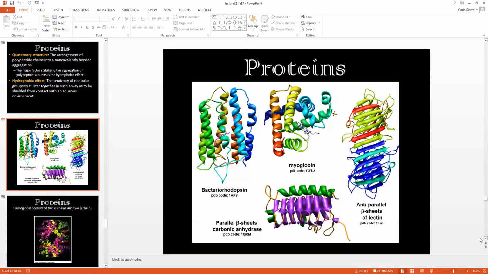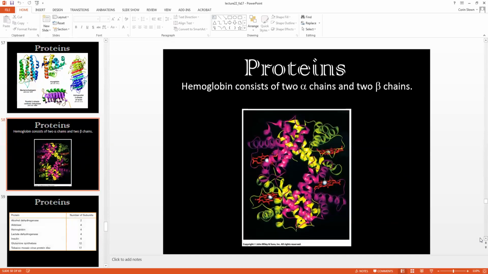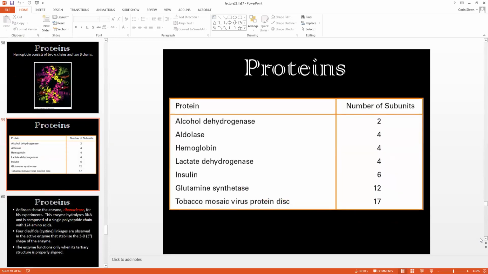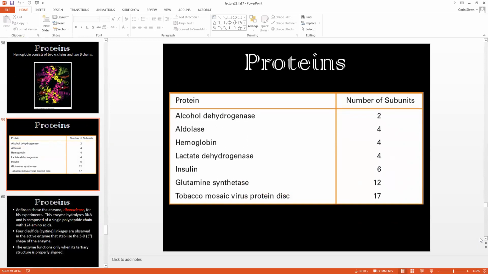As we see here, there are a variety of different types of proteins, both including only alpha helices in their structure, or only anti-parallel beta sheets, or sometimes combinations of the 2. A beautiful example is hemoglobin, which consists of 2 alpha chains and 2 beta chains. Notice, though, the number of subunits can vary, all the way from 2 subunits up to an example such as the tobacco mosaic virus protein disk, which has 17.